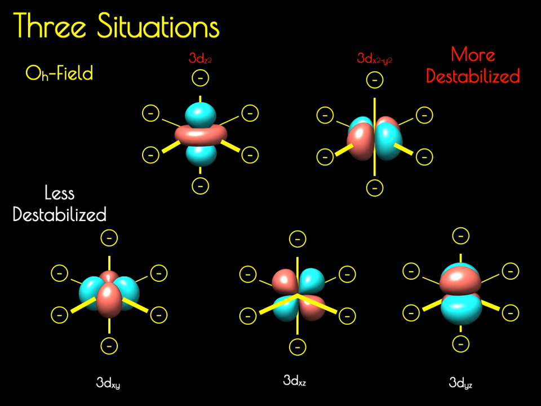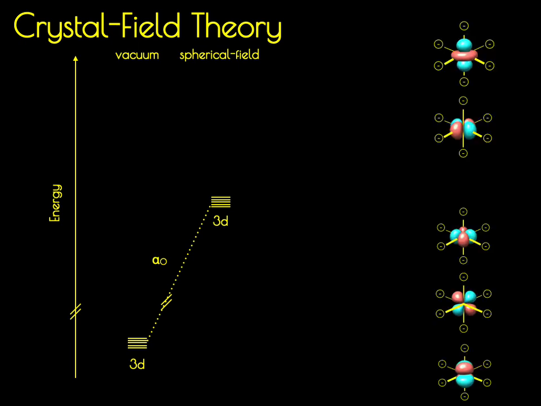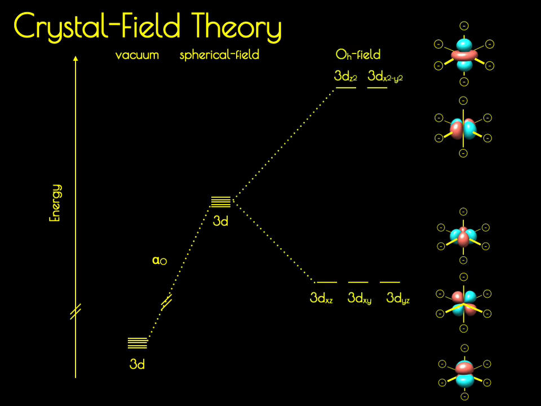So on this energy level diagram, we start off with the 3d orbitals in a vacuum having 5-fold degeneracy. You apply that spherical field, they all get destabilized by the same amount. They're still 5-fold degenerate because it's a spherical field. We're now going to apply that OH field, so we have directionality now in the field, which means that some orbitals are going to be more destabilized than other orbitals, and we get this splitting in an OH field.